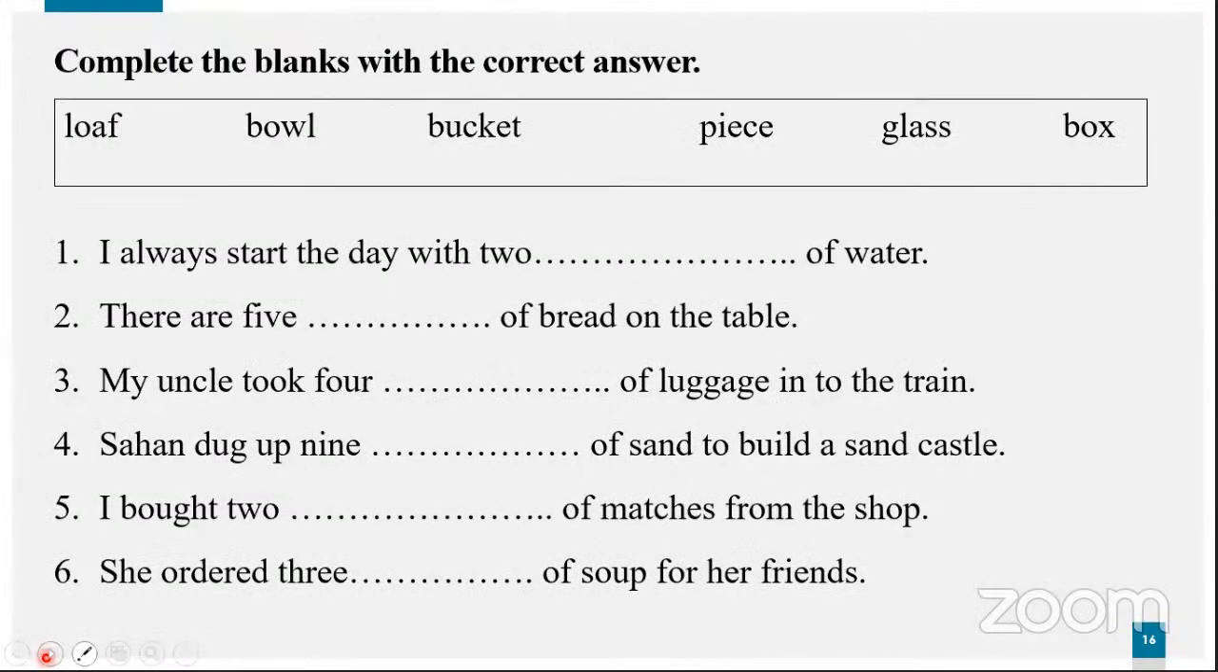Right, there is another activity. Complete the blanks with the correct answer. Use the correct quantifier word to complete the blanks here. I will give you 2 minutes to complete this activity. You can see the words in the box. Use these words and complete the blanks, using the plural form where needed.